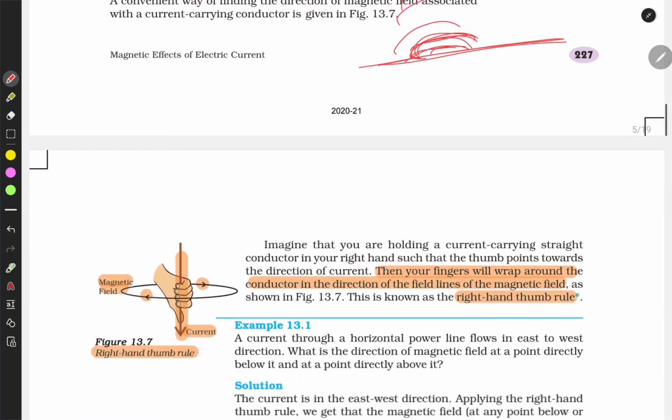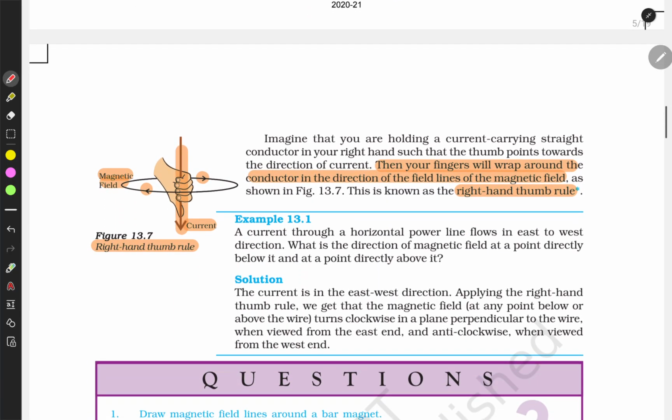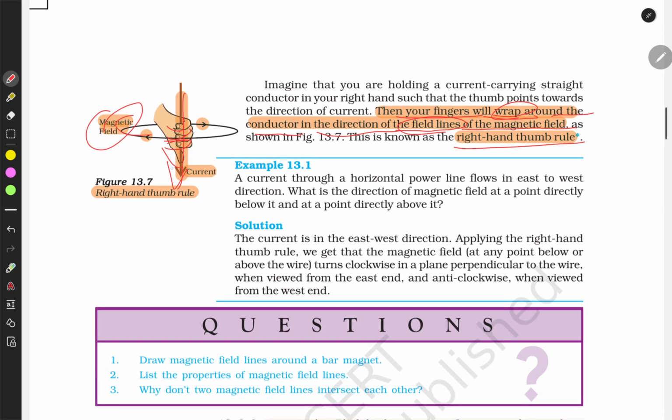Let's talk about the right hand thumb rule. This is the right hand thumb rule. This is the direction of the current, and the direction of your fingers will be the direction of the magnetic field. Your fingers will wrap around the conductor in the direction of the field lines of the magnetic field. See, thumb direction will be the direction of current, and the rest of your fingers' direction will be the direction of the magnetic field.